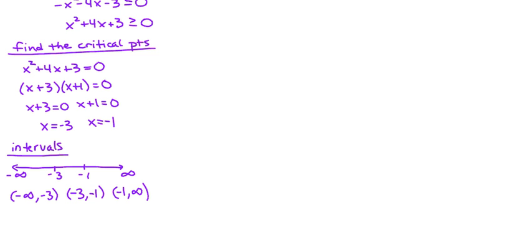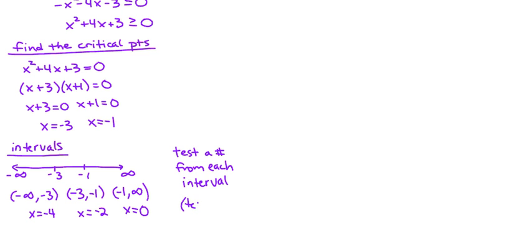Those are the intervals. What we do with those is we pick a number in each interval and we test it to see if we end up with a positive or a negative. So test a number from each interval. Looking at the first interval, you can pick whatever you want that falls between -infinity and -3. I'm going to choose -4. Here I'm going to choose -2, and here I'm going to choose 0. Now, where do you test it? You test a number from each interval into the factors.